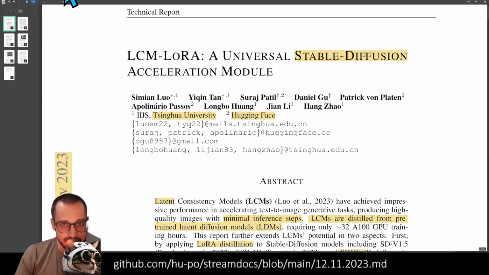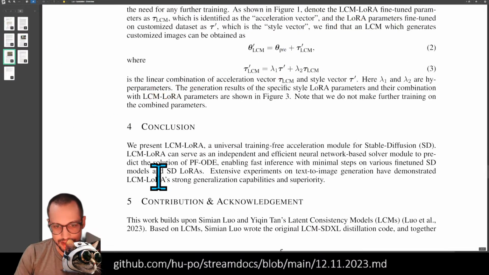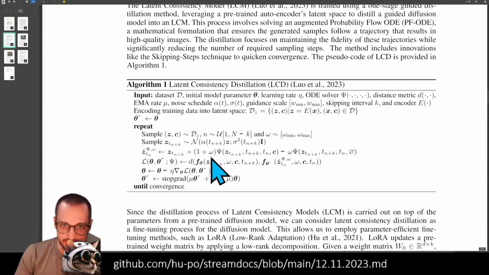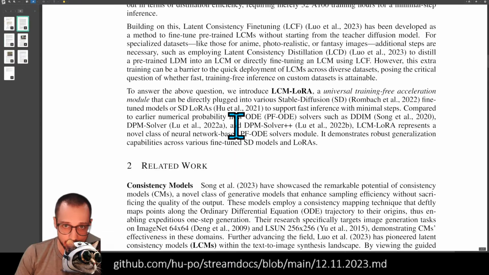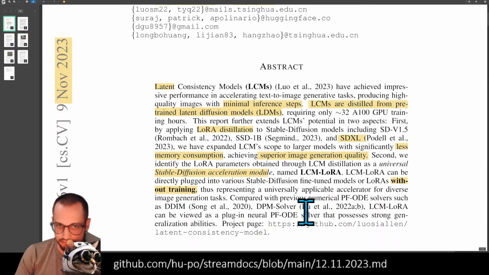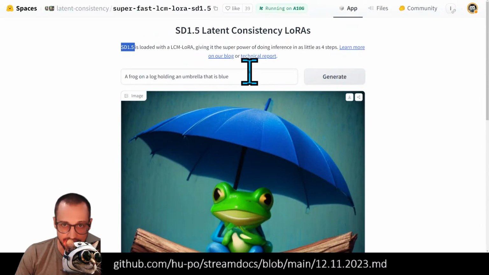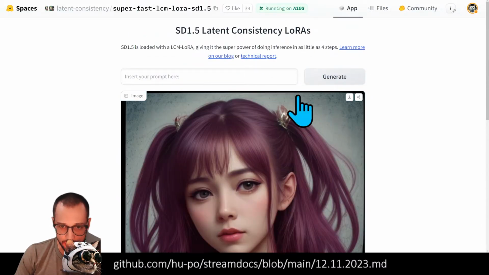Very cool little trick. It's not a very long paper. It's literally just 5 pages, but it's not a very complicated paper, right? All they basically did was distill LCM into a LoRa and then combine it with style LoRas, and really it's more of a cool demo, which is great. And I think this is going to be pretty huge for people.